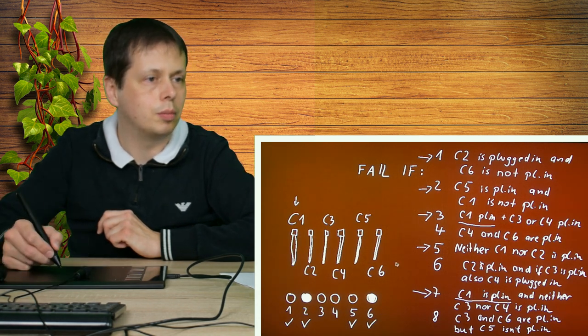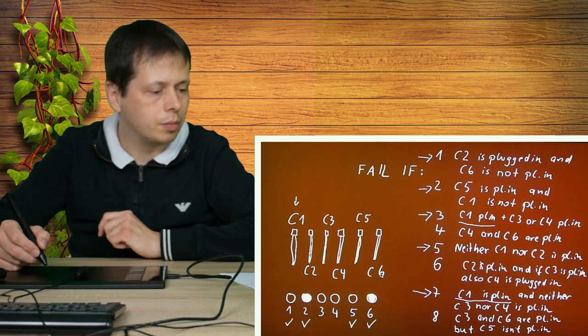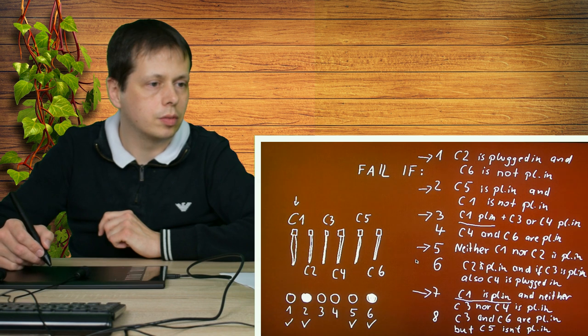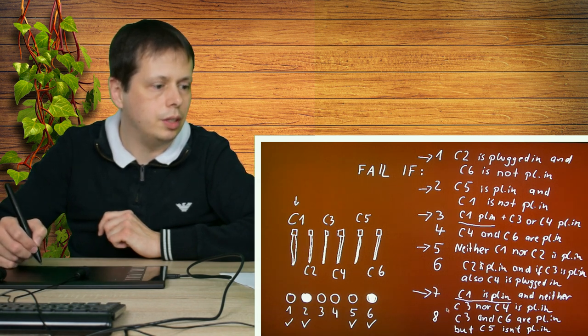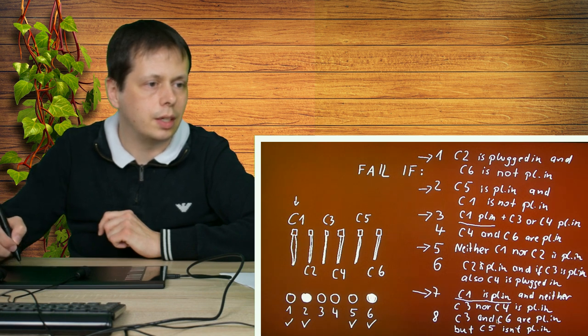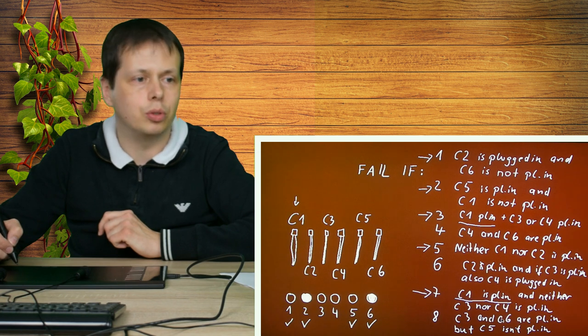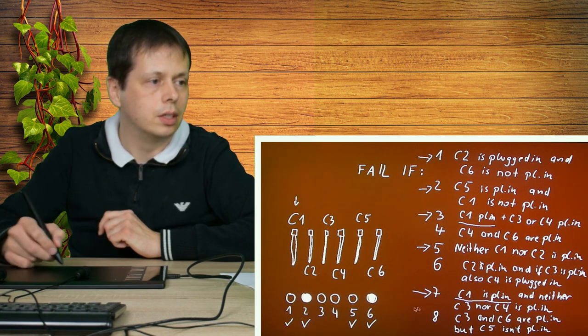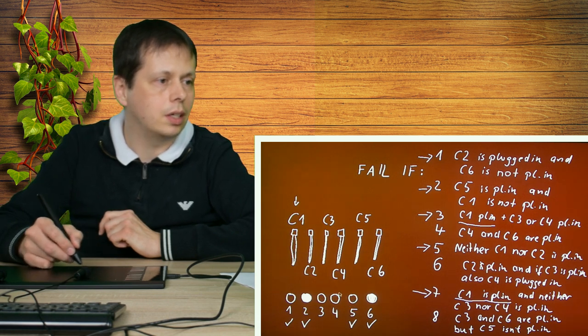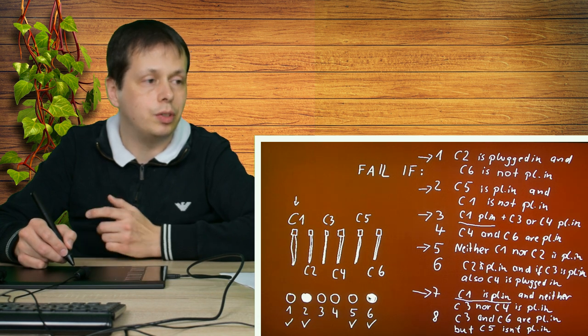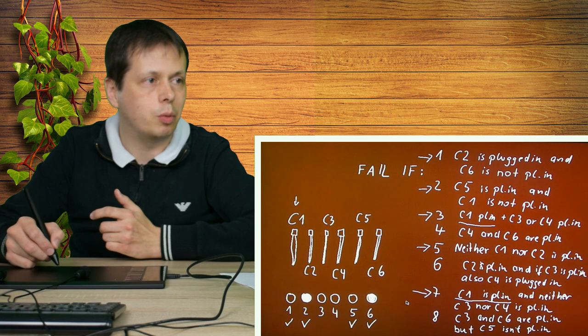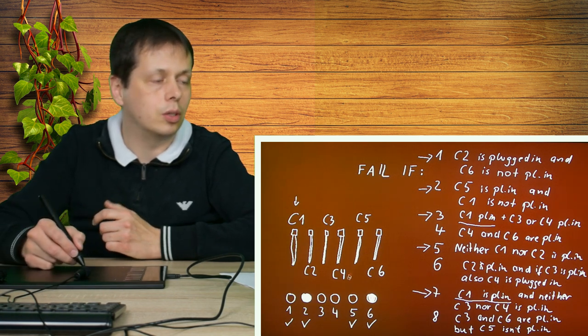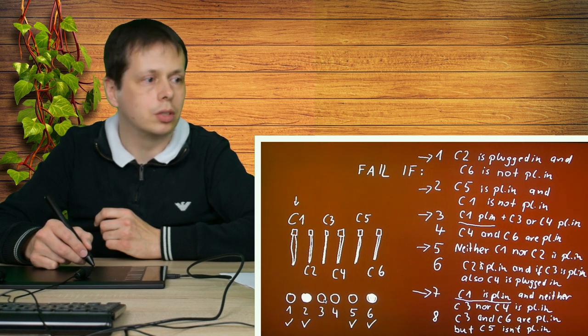So, two more cables left, and so now we look, and we have here condition 8, where we already know the states of cable 6 and cable 5. The condition says cable 3 and cable 6 are plugged in, but cable 5 isn't plugged in. So cable 5 isn't plugged in, cable 6 is plugged in. So if we plugged in cable 3, then we would have a fail again. So cable 3 must not be plugged in.